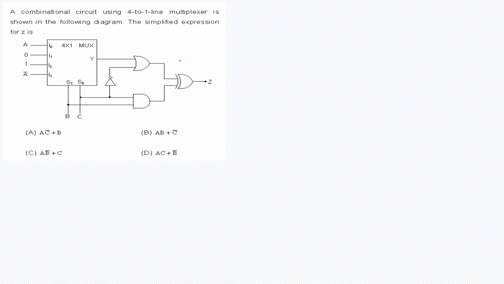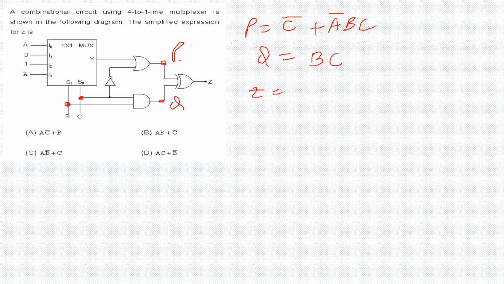So now my P is C bar plus A bar B C. Okay, this is my P. Now I require Q. Q is simply AND of S0 and S1. So this S0 is C and S1 is B, so it is simply B C. Now my Z is P XOR Q. This is the sign of XOR.